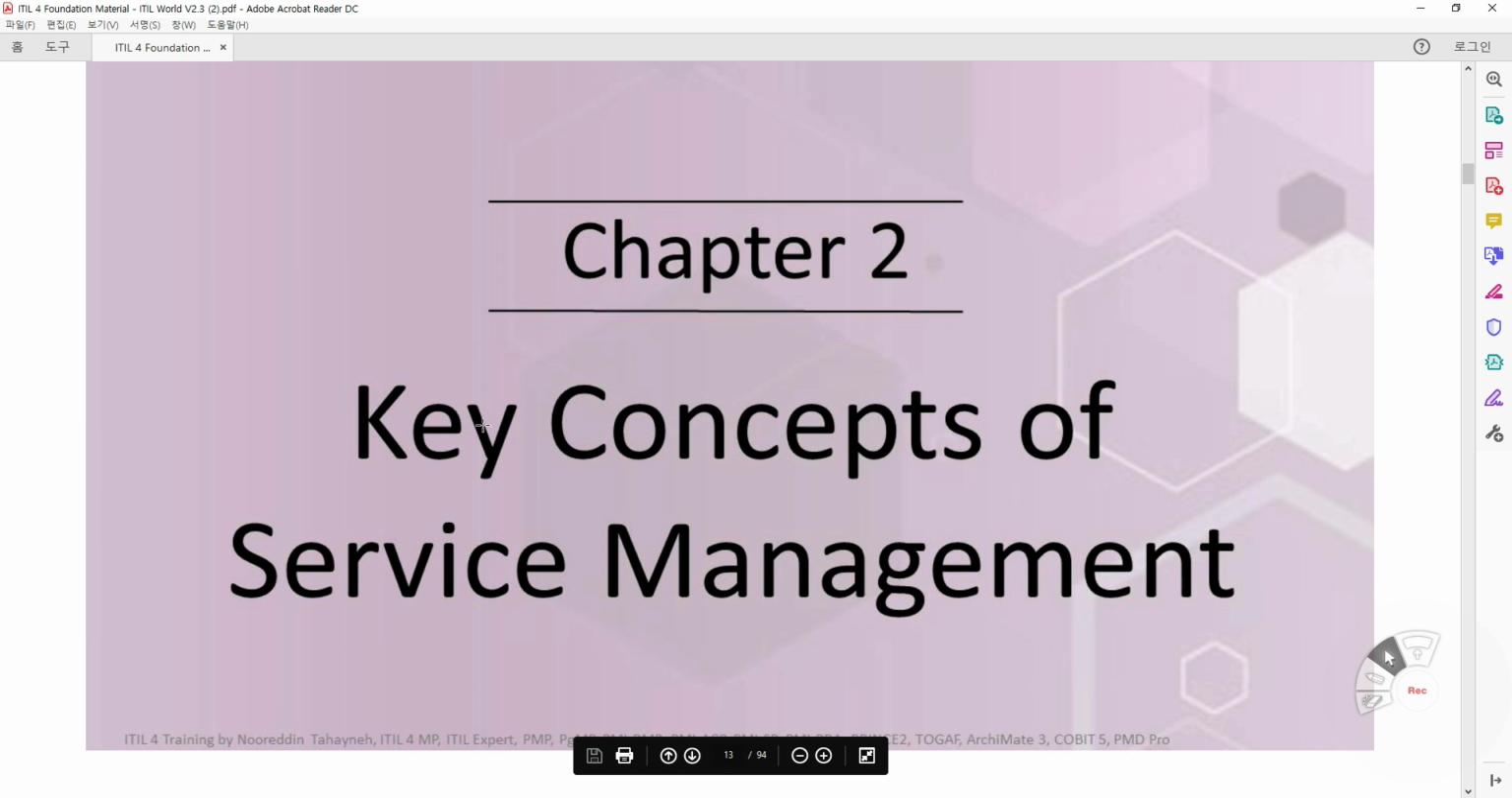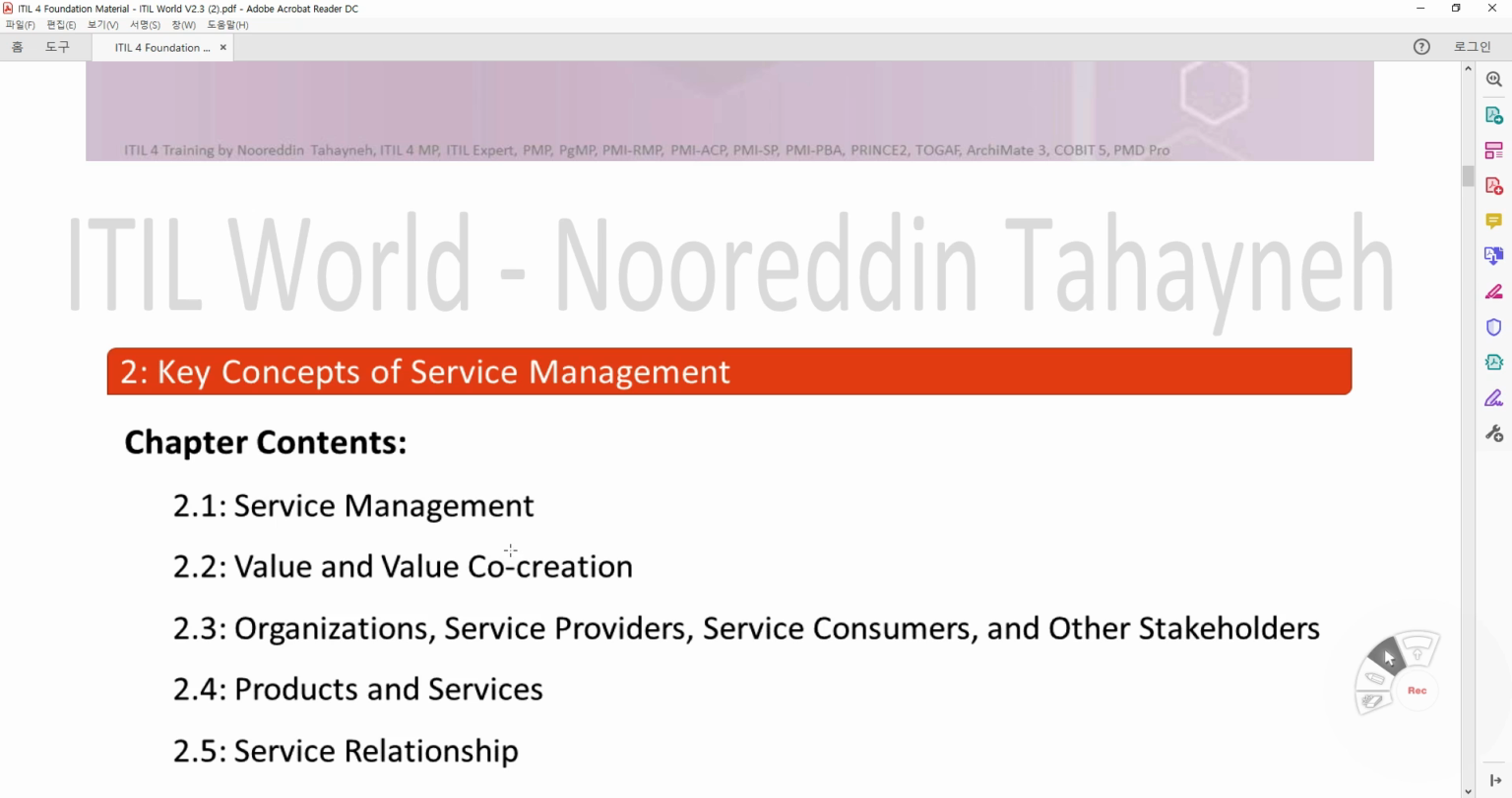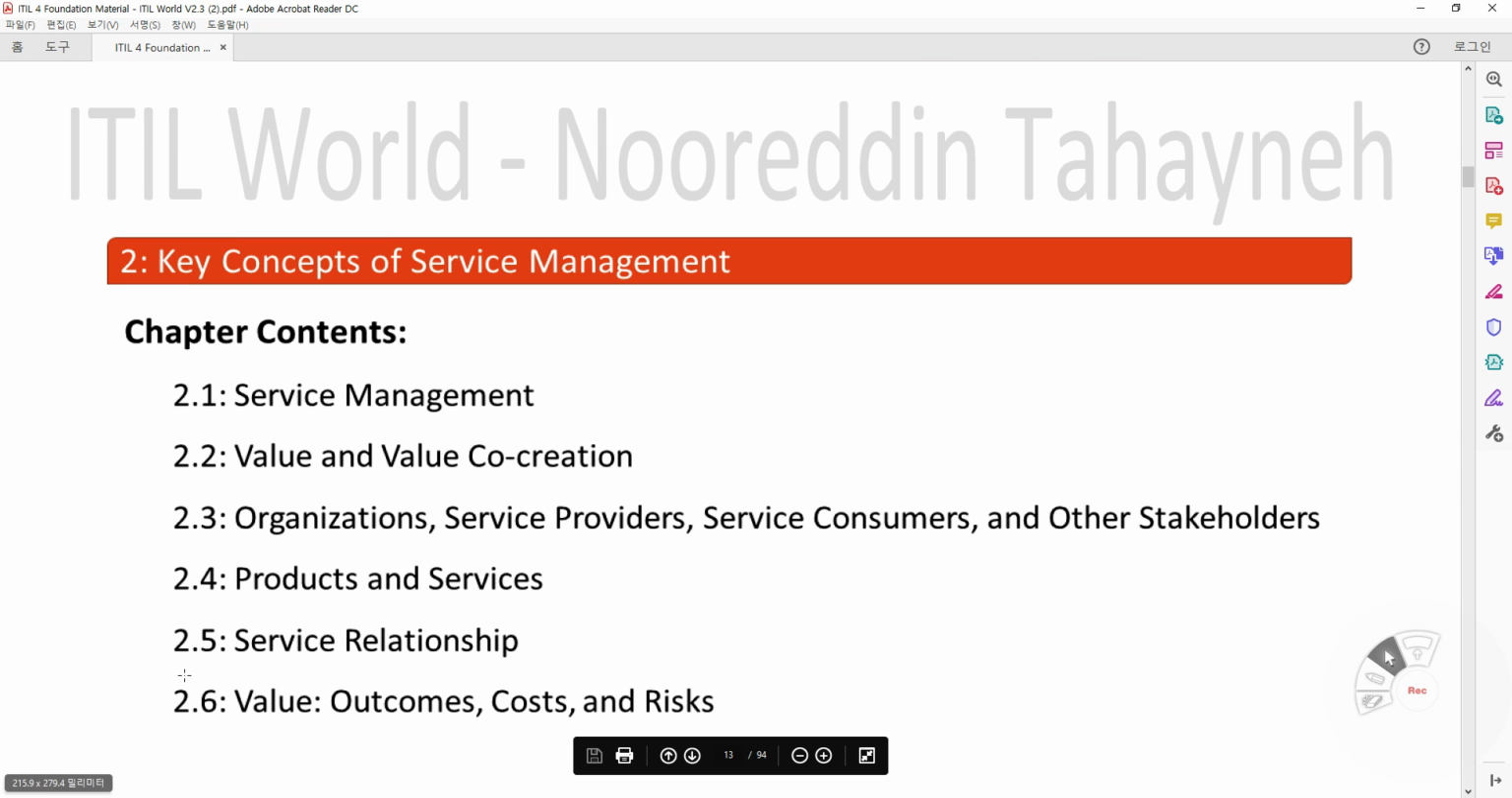Chapter 2, Key Concepts of Service Management. Key concepts of service management. Chapter content: 2.1 Service management, 2.2 Value and value co-creation, 2.3 Organization, service providers, service consumers, and other stakeholders, 2.4 Products and services, 2.5 Service relationship, 2.6 Value: outcomes, costs, and risk.